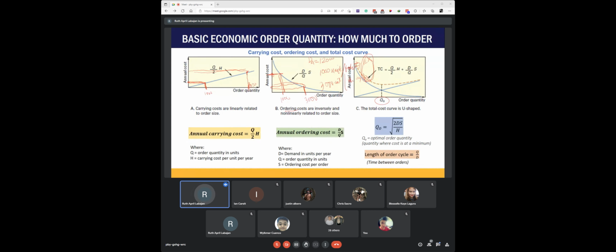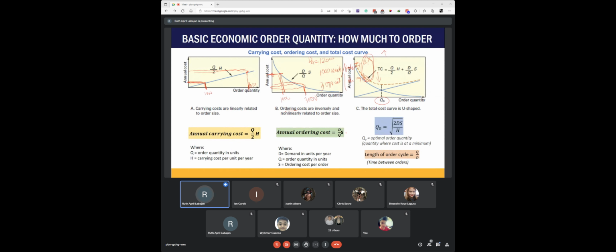So the lower the units, the lower the order quantity, the higher the frequency of order, the higher the cost. Okay? The higher the order, the lower the frequency, the lower the cost. Okay? I hope that's clear. Now, in order to get the annual ordering cost, basically what you do is you divide the demand by the order quantity times the ordering cost.